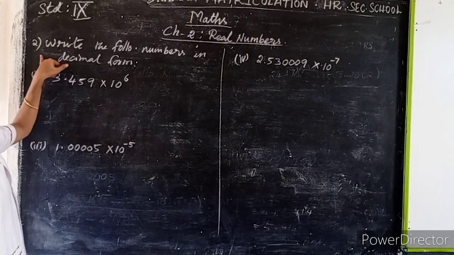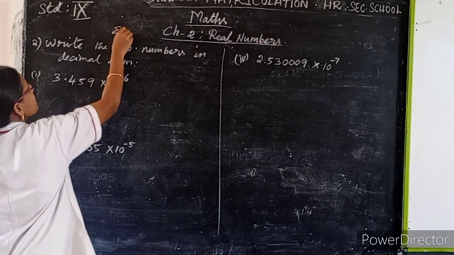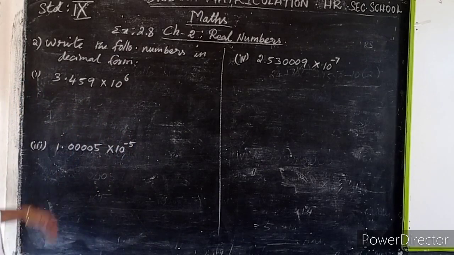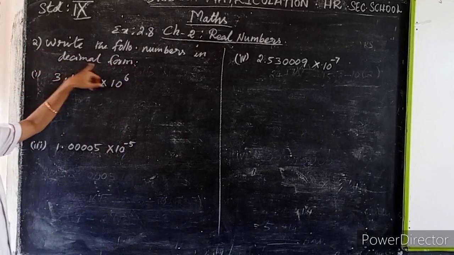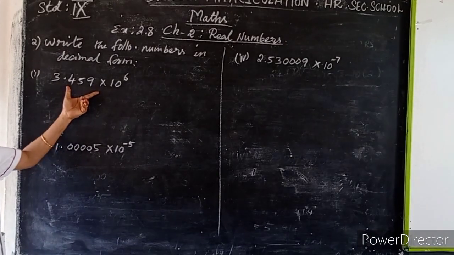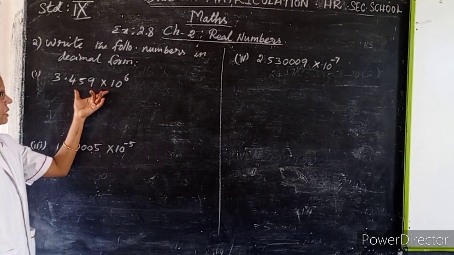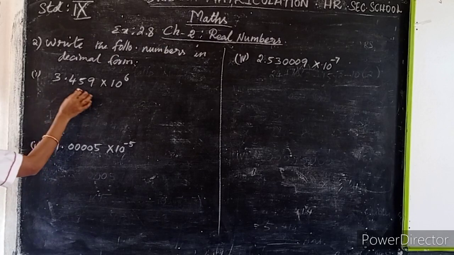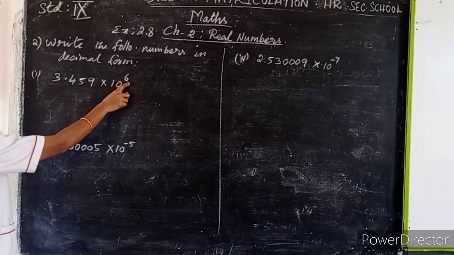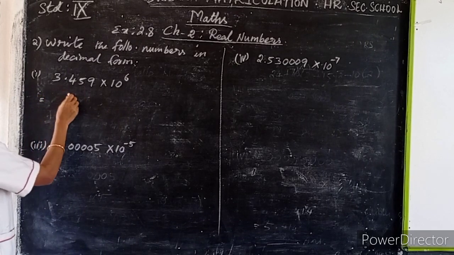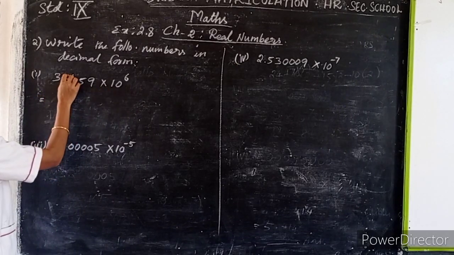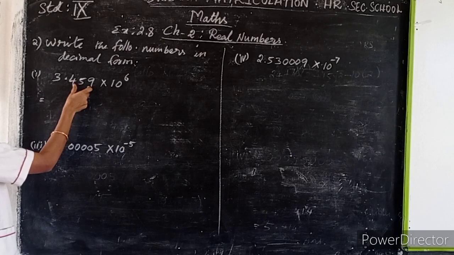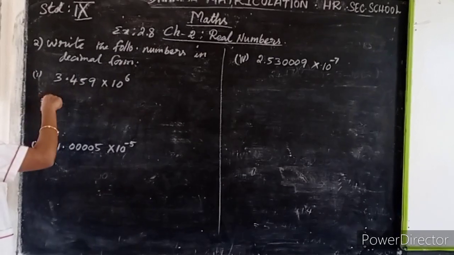Now, second question, exercise 2.8, second question. Write the following numbers in decimal form. So, the given number is in scientific notation, we should write it from scientific notation to decimal form. Here, 10 to the power 6, positive power is given. So just move the decimal point from here to the right side, because this is scientific notation and we convert this scientific notation into decimal.